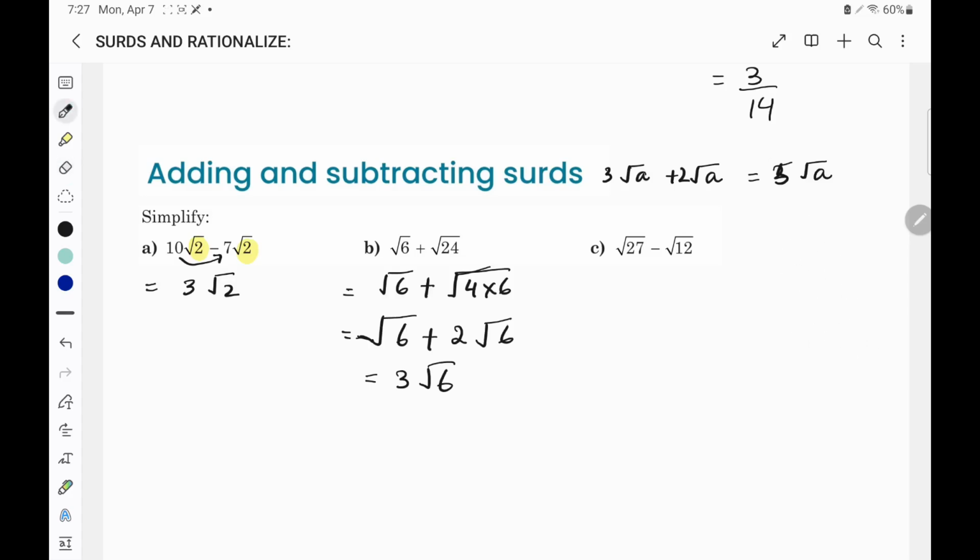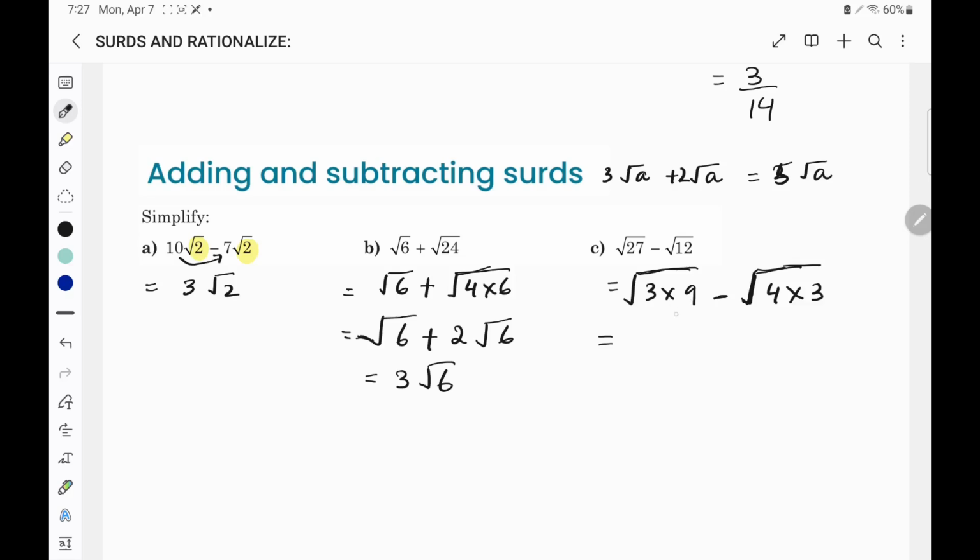Square root of 27. 3 times 9 is 27. We are looking for a number which can easily come out from this radical sign, which is a square number. So 9 is a square number. 3 times 9 is 27. For 12 we can do 4 times 3 is 12. You will have the numbers like this, so that they will be the same surd in the next step.